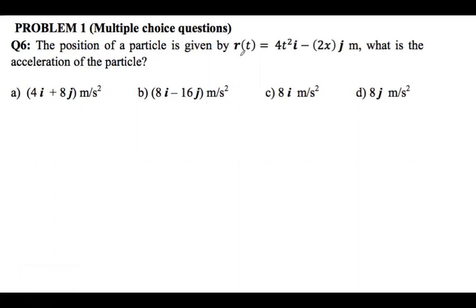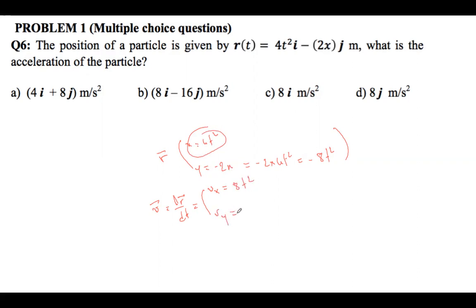So the position of the particle is given by this: the x component is 4t squared, and the y component is just minus 2x, basically minus 2 times 4t squared, basically minus 8t squared. Now I'm asking you to find the acceleration of the particle. Well, you know that velocity is the derivative of position with respect to time. So what is the velocity along x? The derivative of this gives 8t. Sorry, here there is no square, of course. And the velocity along y will be minus 16t.